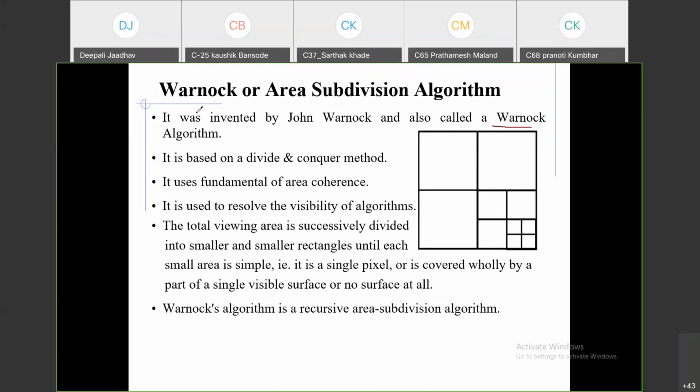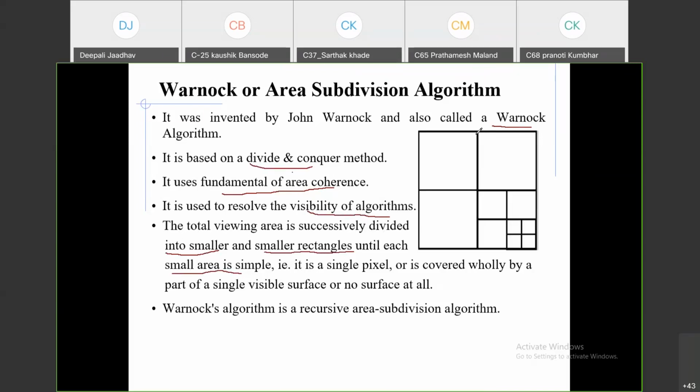So it is based on the divide and conquer method. It uses the fundamentals of area coherence. It is used to resolve visibility: which part is visible, and how to define the color of that particular polygon. The total viewing area is successively divided into smaller and smaller rectangles until each small area is simple. And that's why it is known as the divide and conquer method.